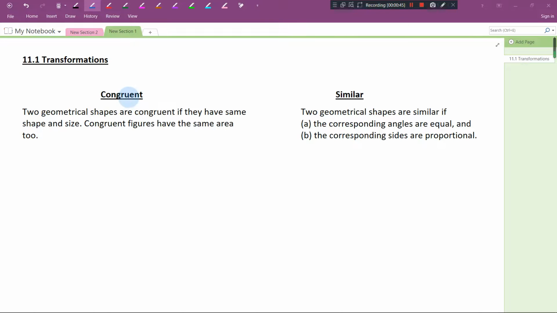So before that, let's look at these two terms, congruent and similar. They actually mean different things. Two geometrical shapes are congruent if they have the same shape, same size. It means that they are exactly the same. So since they are exactly the same, they will have the same area.